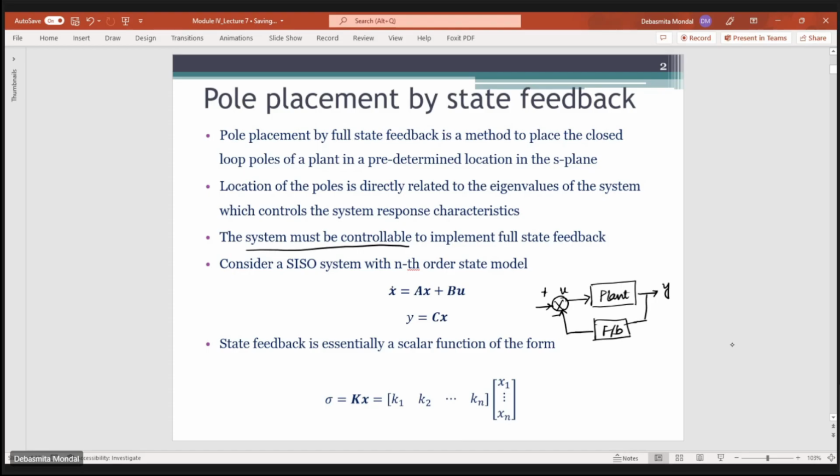Let's say you have a single input, single output system and the state model is of nth order. So this is basically the state equations, right? x dot equals Ax plus Bu. This is the state equation, and y equals Cx is the output equation.